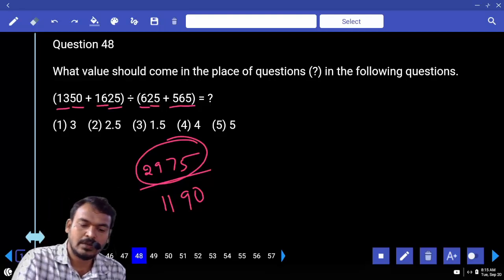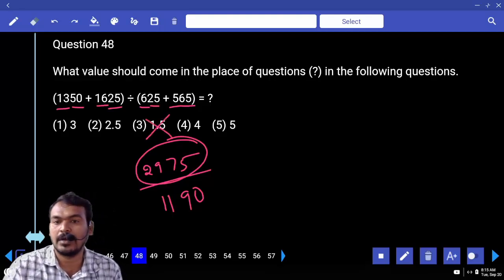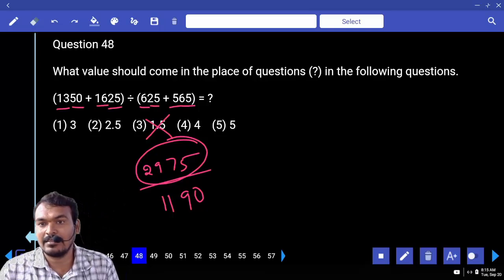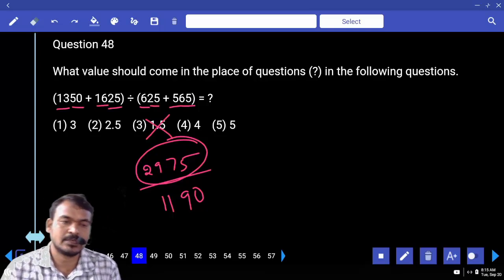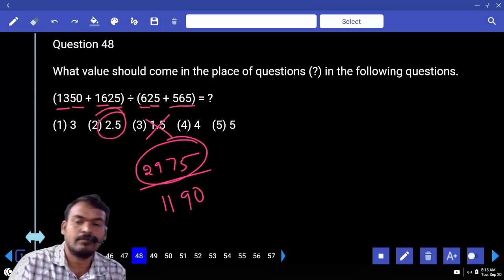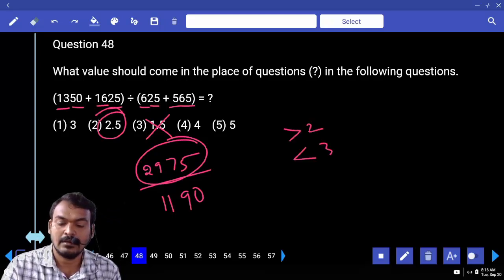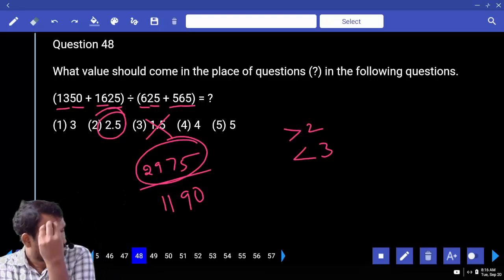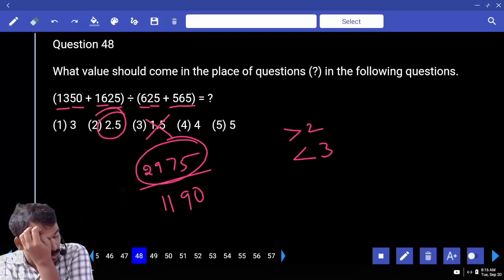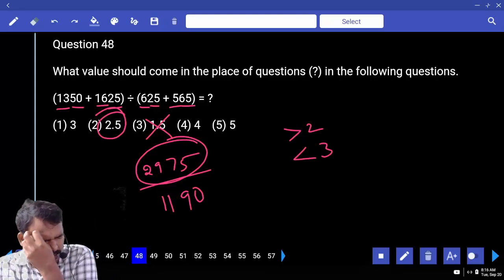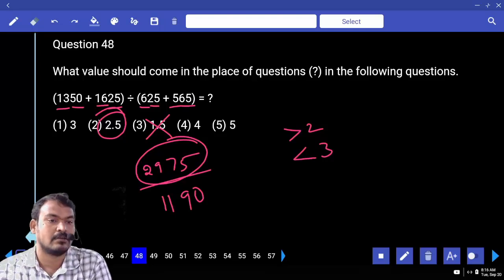Means a numerator must be more than 2 times or not? Okay. More than 2 times means first one not possible or not? But less than 3 times or not? Answer must be 2.5. Greater than 2 times but less than 3 times. 3 into 1190 means it must be more than 3300 or not?